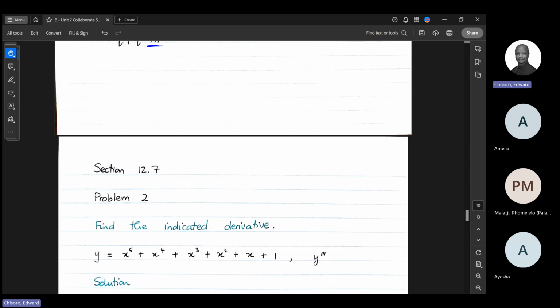So find the indicated derivative. Here is the third derivative. So we have to find y prime, then find y double prime, then find y triple prime. Okay, so that's the third derivative.